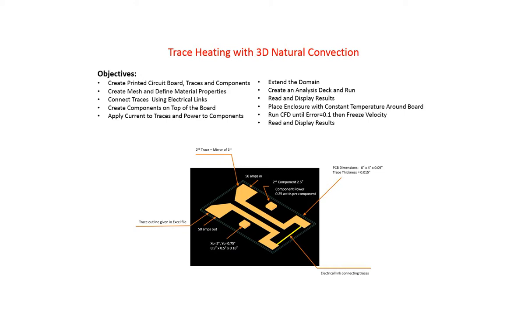So the objectives for this exercise will be creating the geometry for the printed circuit board, the traces and the components, and then we create the mesh, define the material properties, and connect the traces using the links. Then we create the components on the top of the board, apply the current to the traces and power to the components. Then we need to extend the domain so we can do natural convection CFD analysis. We create the analysis deck and run it, read the result, and display it. After that, we will place the board in an enclosure with a constant temperature, and we'll run it again and look at the results. So with that, we start creating the geometry.